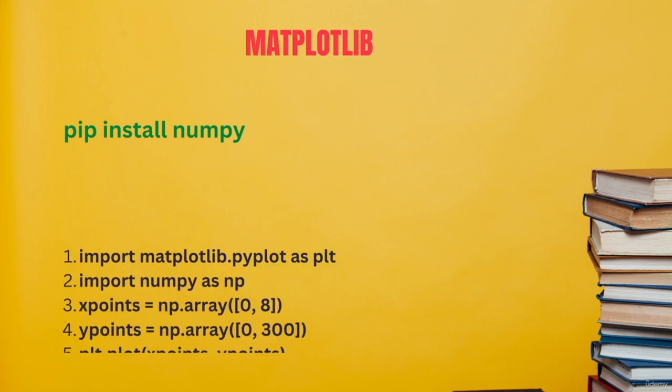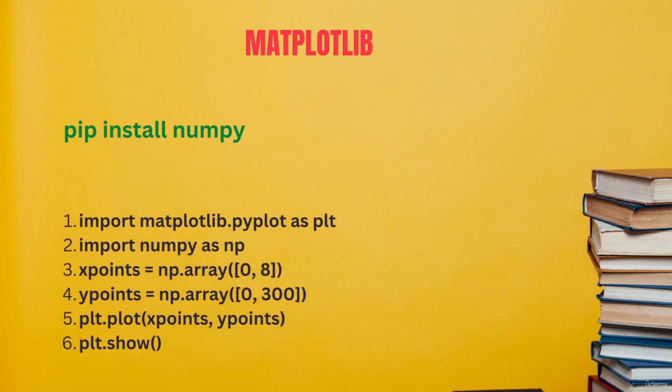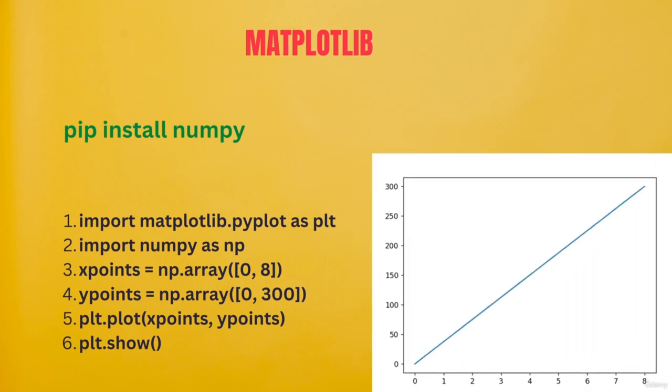Let's look at this code. Here, we imported the libraries, then xpoints holds a list of values that is converted to a NumPy array for better usage, and ypoints with the same method. Then we plot the graph with the x-axis as xpoints and the y-axis as ypoints. Finally, we show the graph using the show method. This graph shows a simple straight line.